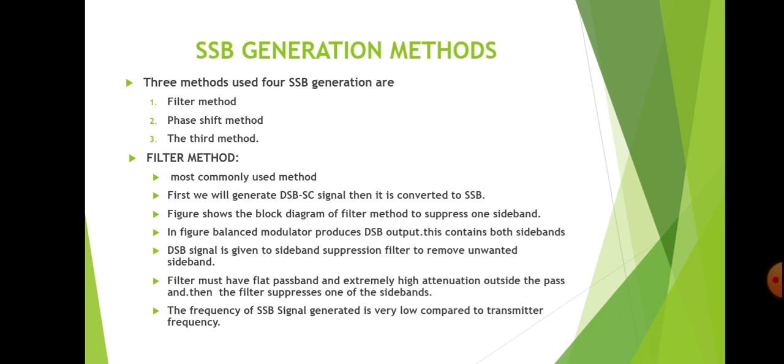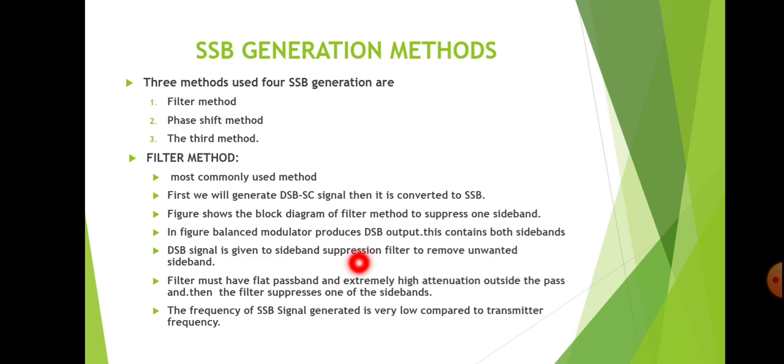Let us see the details. That means in the figure the balanced modulator produces the DSB output, and this contains both sidebands. The DSB signal is given to the sideband suppression filter to remove the unwanted sideband.